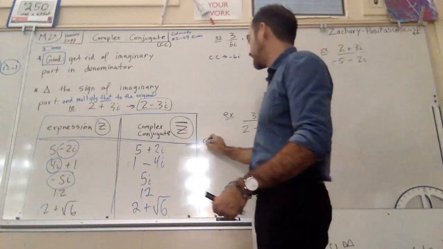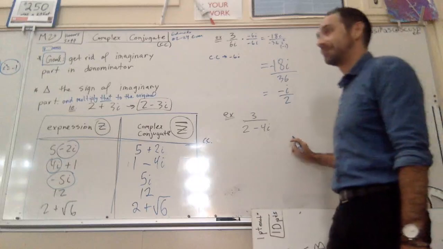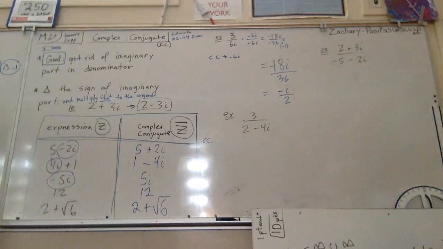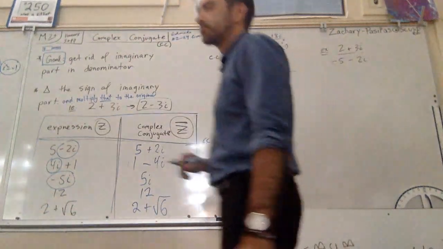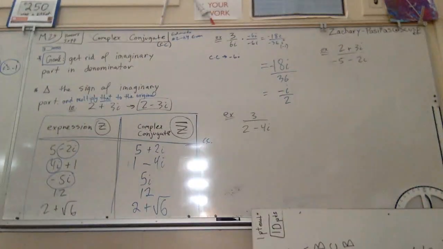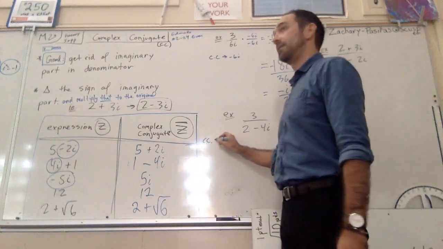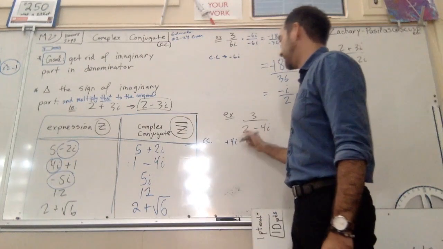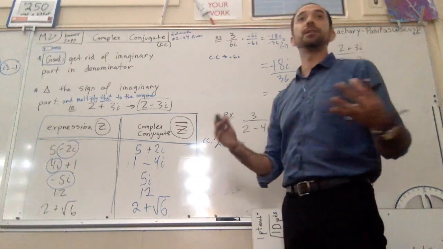What is my complex conjugate for this problem? Tell your neighbor. Marisol, what do you think? What is our complex conjugate? I like that you changed it to positive 4i. But if we have a binomial here, then we have to keep the real part too. Okay, that's the only difference.